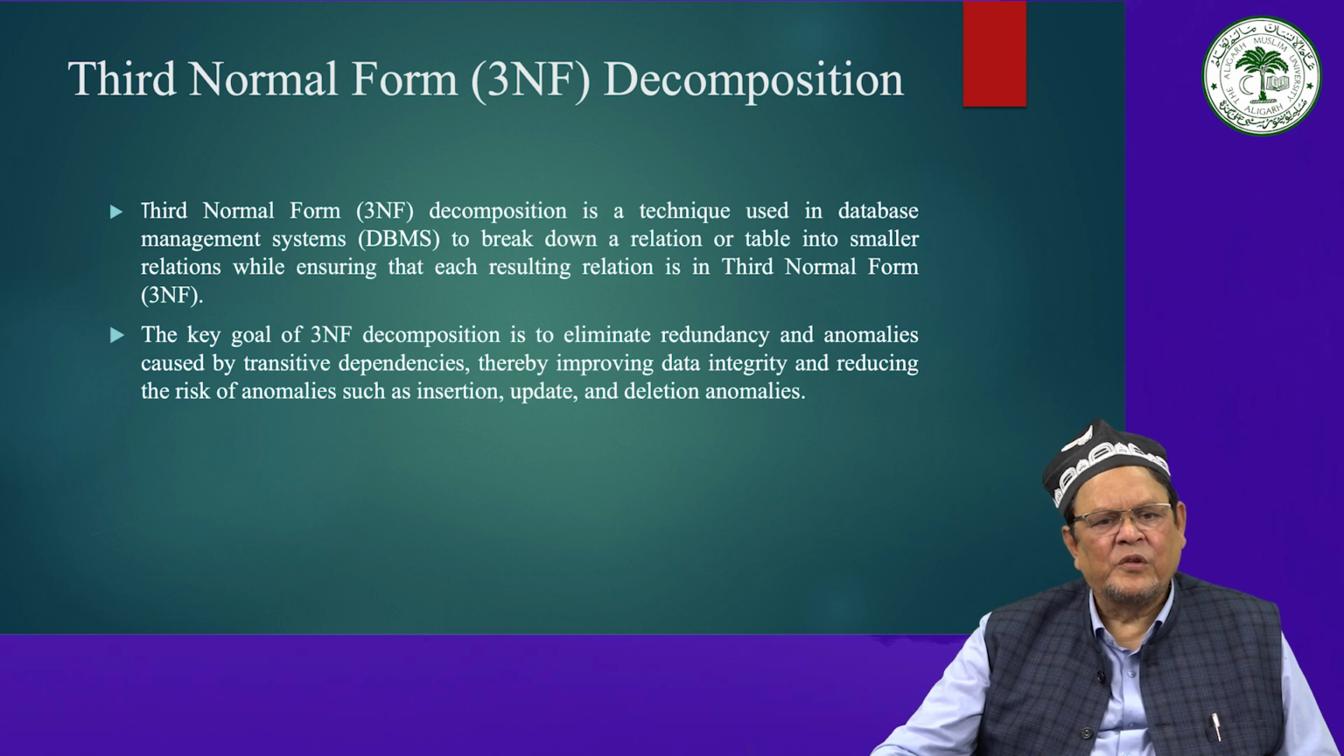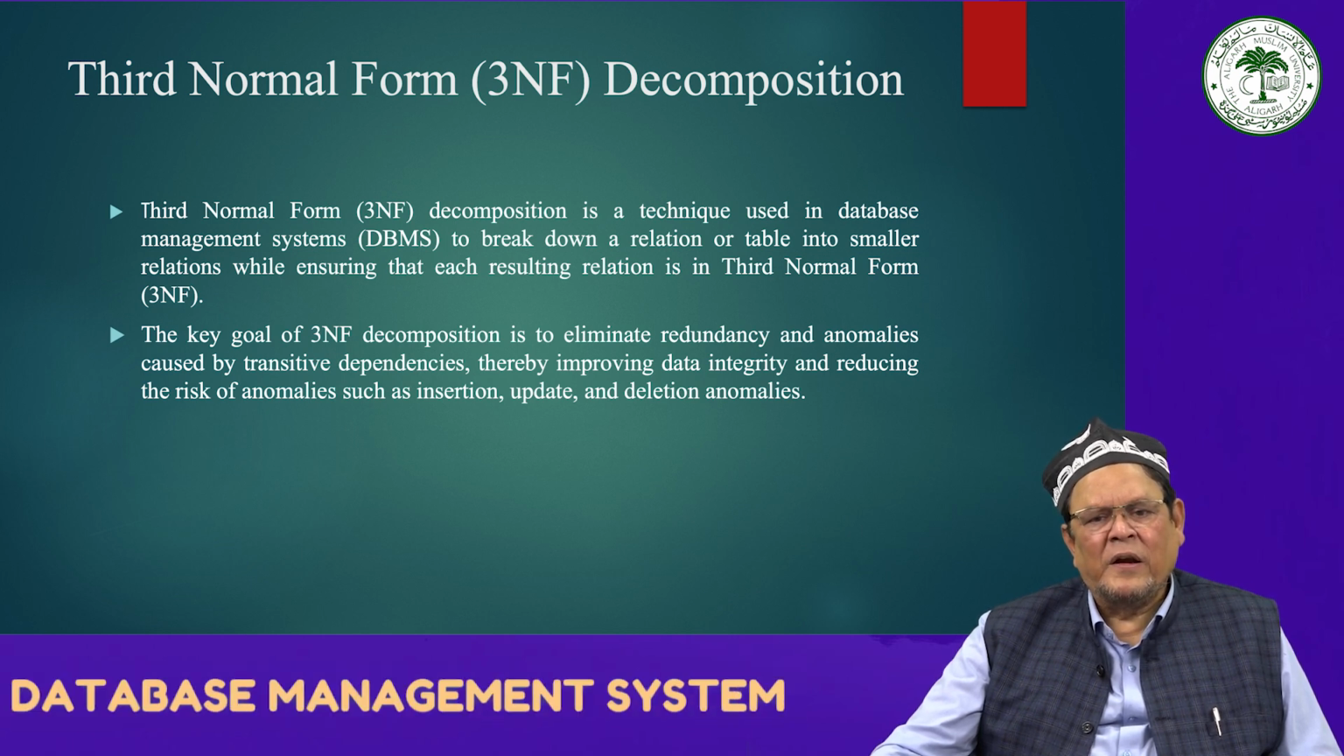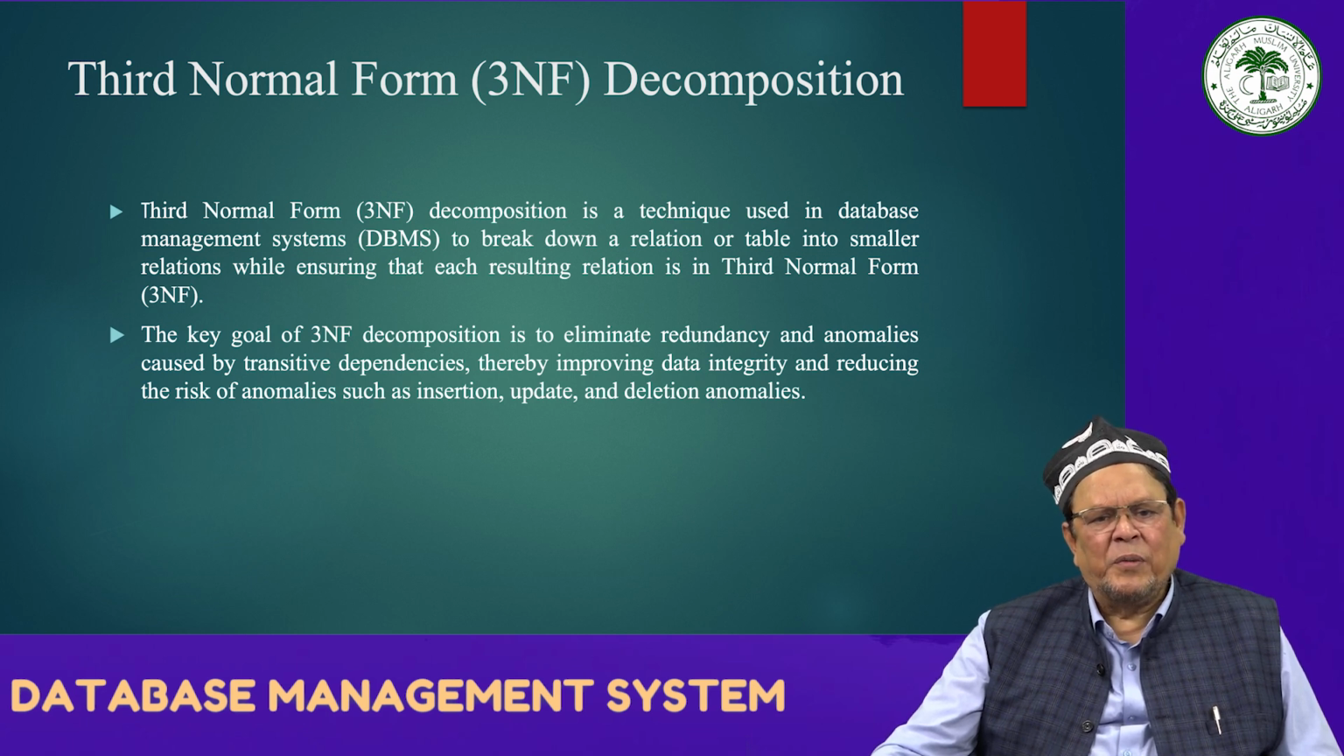The first step is to identify all non-trivial functional dependencies in the original relation. If any non-trivial functional dependency violates 3NF, that is, it represents a transitive dependency, create a new relation containing the dependent attributes and its determinant. Remove the dependent attributes from the original relation and add them to the newly created relation. Repeat this process until all resulting relations satisfy 3NF.